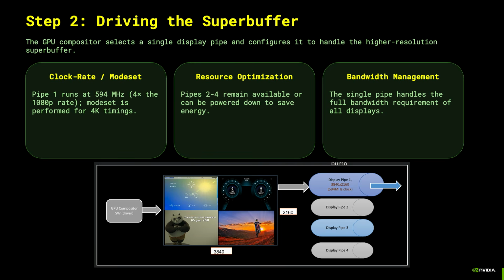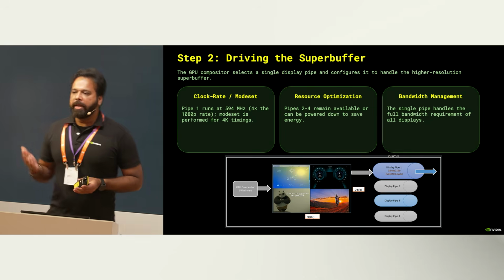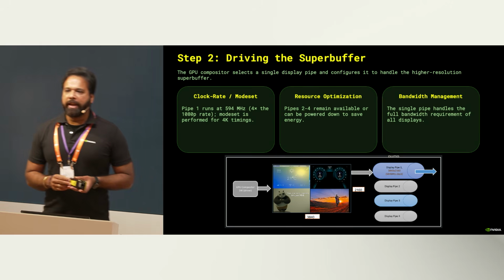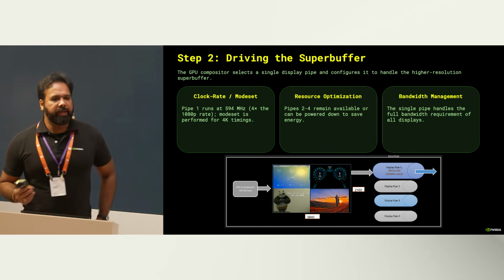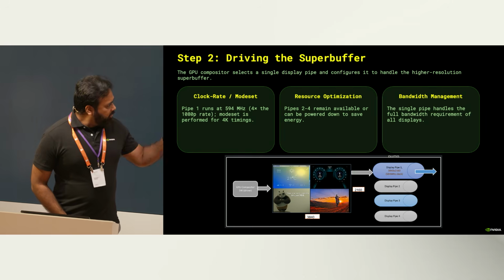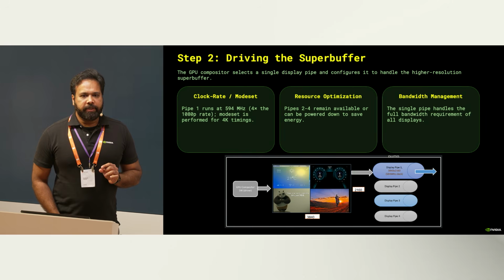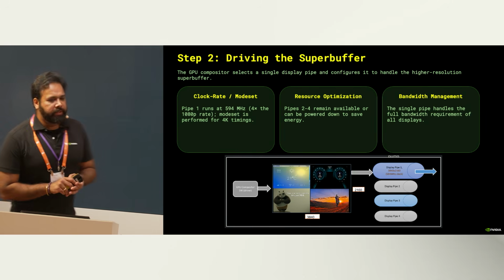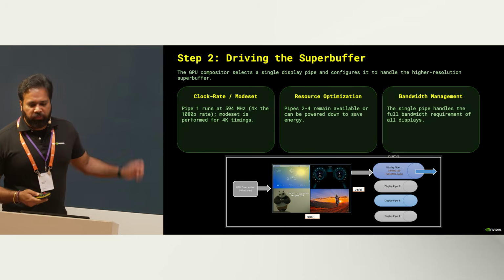So the compositor will create this illusion for the display driver that I'm actually driving 1 super big buffer. And because you are capable of driving that, most of the GPUs can at least drive HDMI 2.0. That means they can support up to 4K 60. So it's very easy for the display driver to drive it. And you can see that the rest of the 3 display pipes are now idle. They're not driving anything, and just 1 pipe is actually driving 1 4K buffer.